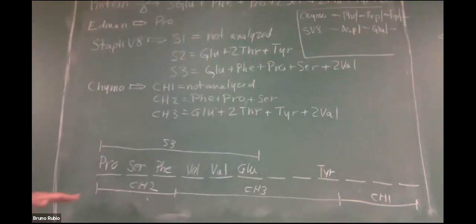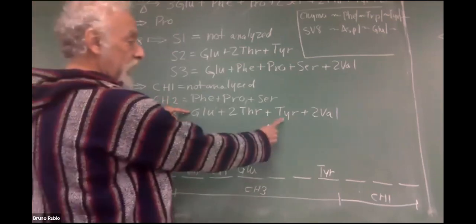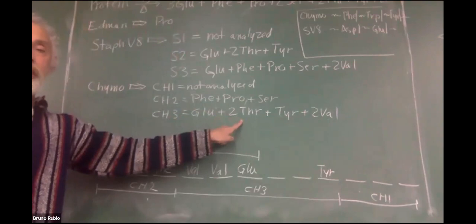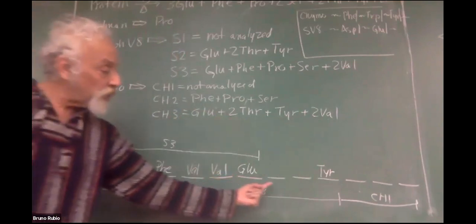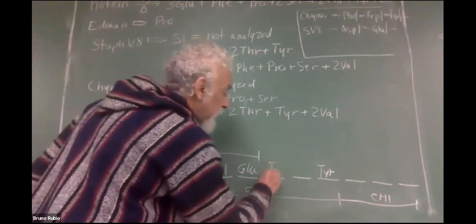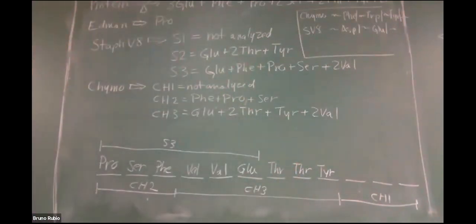In CH3, we found a home for glutamic acid, we found a home for tyrosine, and we found a home for two valines. Now we need to find a home for these two threonines. We have two empty slots here, so that must be where the threonines are. We're doing pretty good here, right?